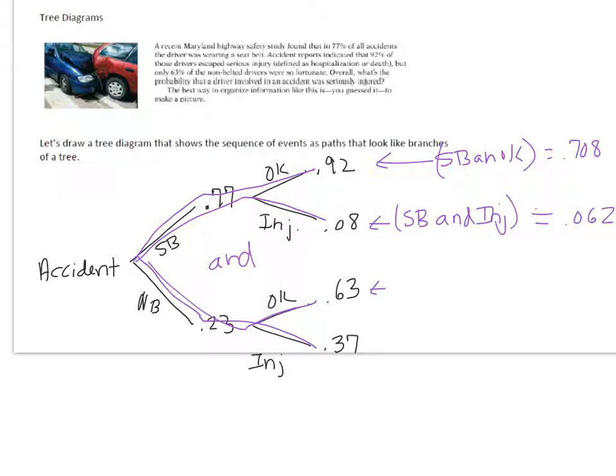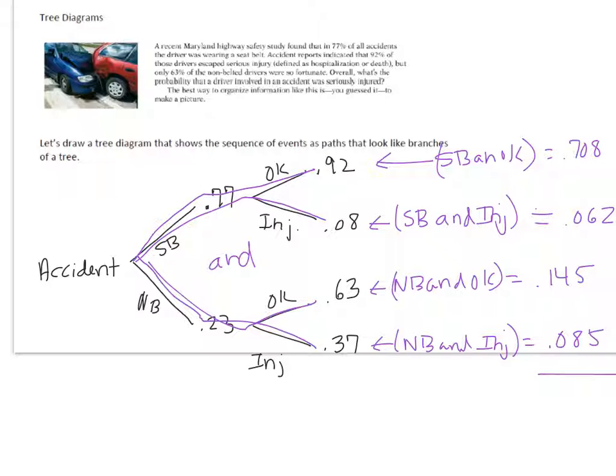For here, we would have no seatbelt and okay, and the probability of you not wearing your seatbelt and being okay, 0.145, and then no seatbelt and injured is going to be actually a little smaller, 0.085. If you were to take all four of these and add them up, the 0.708, 0.062, 0.145, and 0.085, they should add up to 1. These are all of the possible outcomes for you being in an accident.